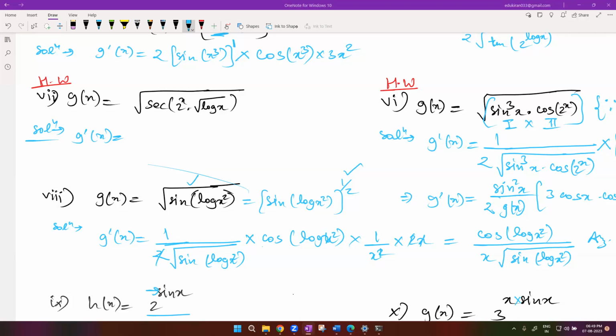Guys, please, everyone solve this. This is a good question. If you are solving it correctly, then you have understood the chain rule completely. I can say that. So everyone, please solve this question.